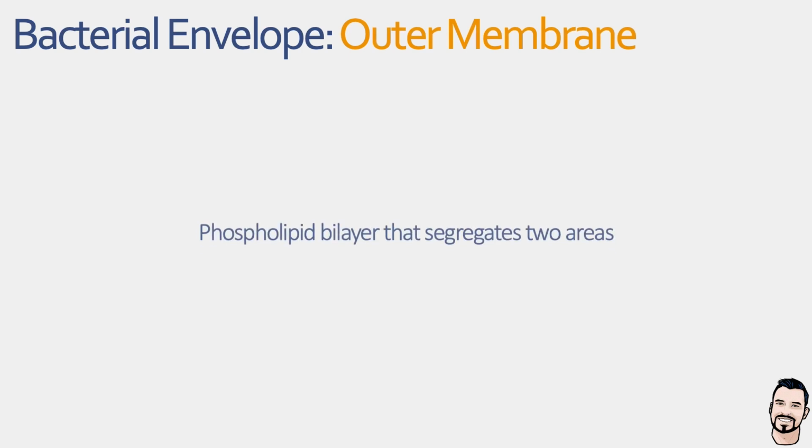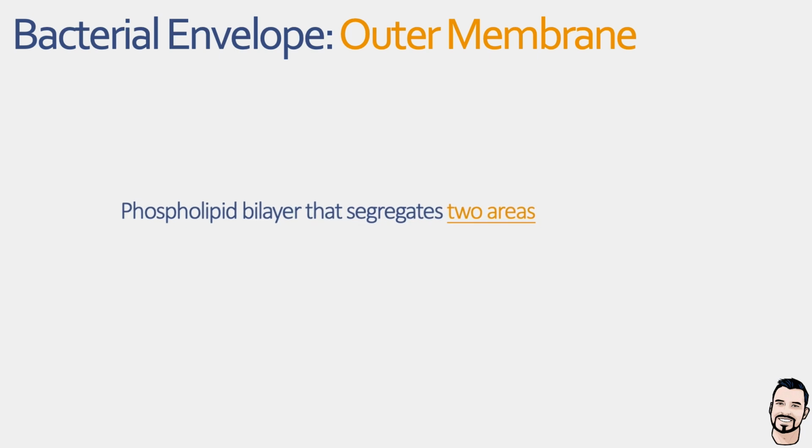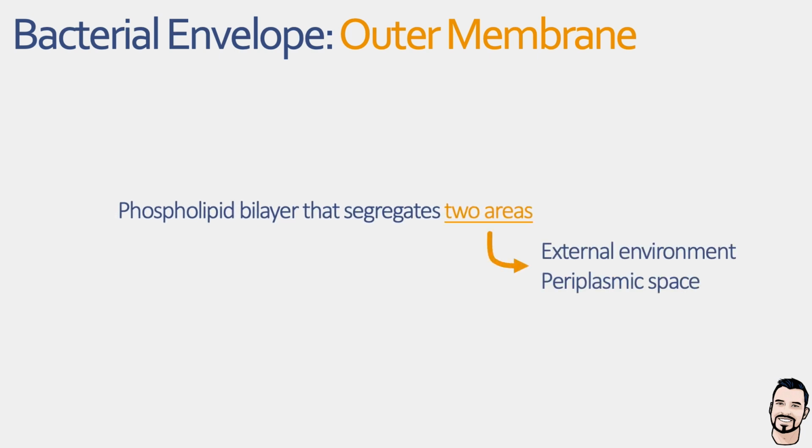Now, sometimes, and we'll come on to when a little later, outside of the peptidoglycan is a second phospholipid bilayer known as the outer membrane. It has a similar basic construction to the cytoplasmic membrane and therefore has many of the same functions and characteristics, except when it is present, instead of segregating the cytoplasm from the external environment, it separates the external environment from a newly created area known as the periplasmic space.